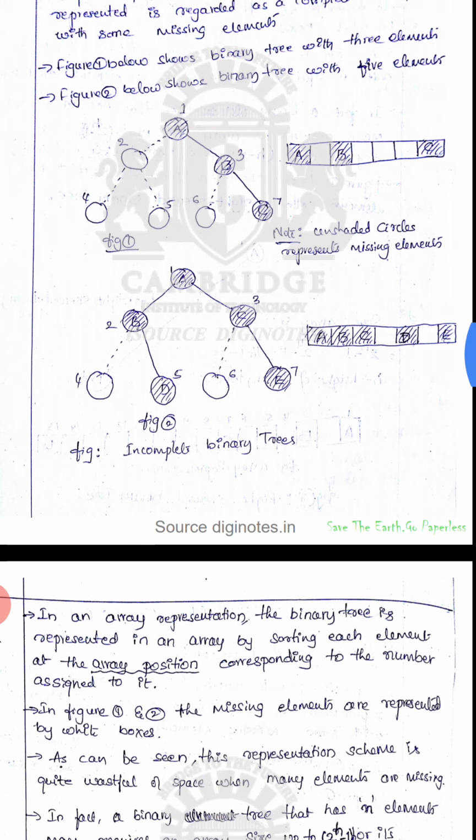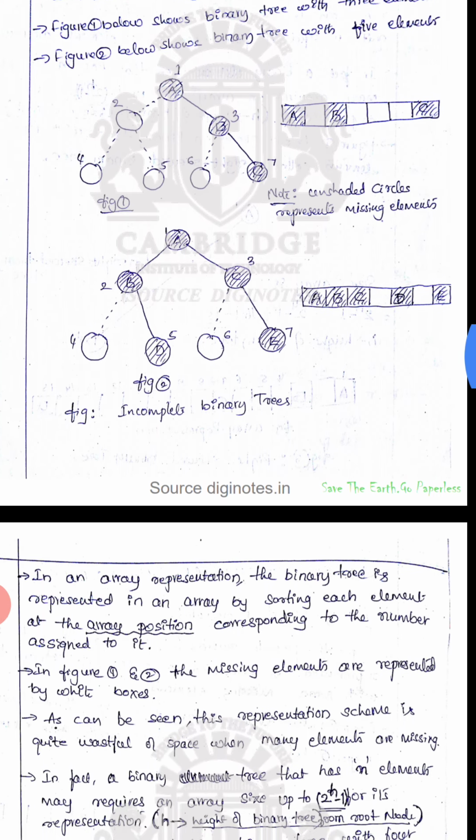In the same way, in the second figure, how many elements do we have? Totally there are 5 elements, so 2 elements are missing. Again the size of the array is 7 itself. A is stored in the first, B and C are stored in the second and third. In the fourth location the element is missing, left blank, and in the fifth location D is stored, the sixth is left blank, and in the last location E is stored.